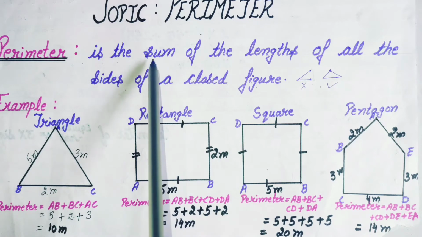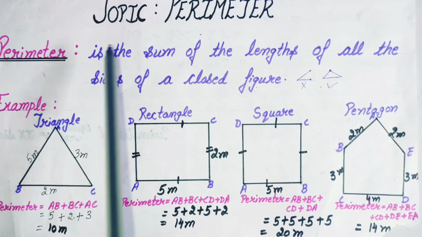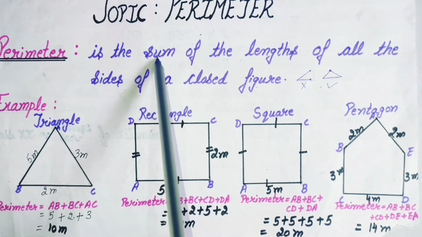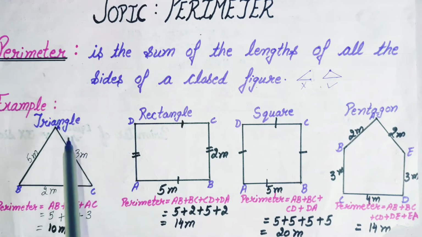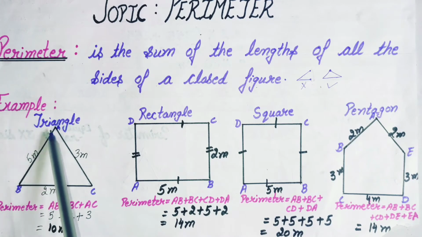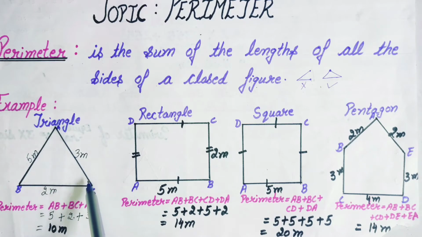So now what do we have to do to find the perimeter? We have to find the sum of all its sides, so we will add them. Our AB is 5 meter, AC is 3 meter and BC is 2 meter. So to find the perimeter, we will add all: 5 plus 2 plus 3 is equal to 10 meter. Now let's move to the rectangle.